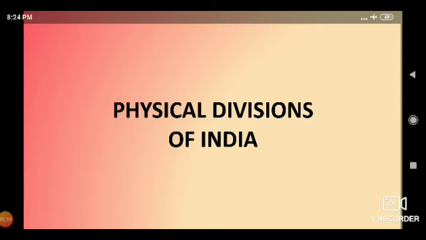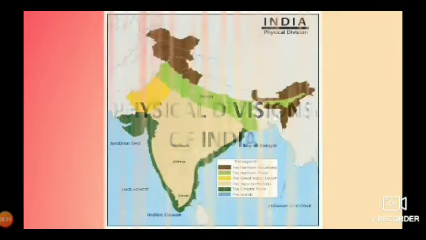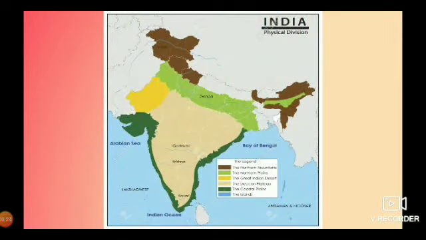So we are there in the second part of physical divisions of India. So what are we learning? We are learning the physical features or the physical divisions of India. So what did we learn in the first part? We learned about the northern mountains.